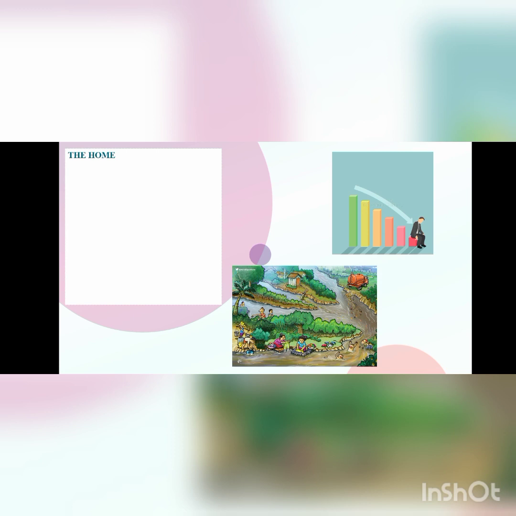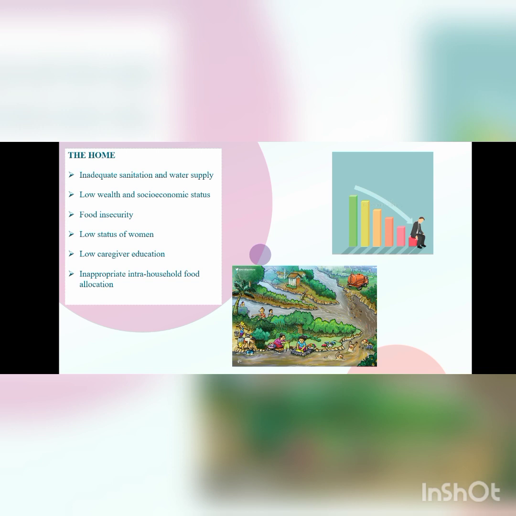The home. The home environment can play a significant role in causing stunting in children. Poor sanitation and water supply can lead to diarrheal disease and other infection that can contribute to stunting. Low wealth and socio-economic status. Socio-economic status can contribute to stunting in children through a range of factors related to poor nutrition, poor sanitation, healthcare and living conditions. Food insecurity.